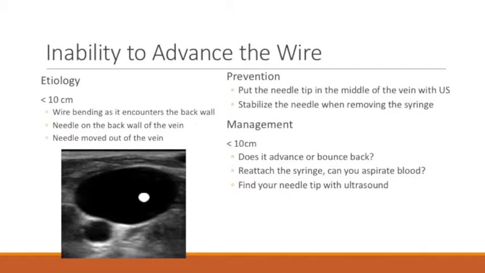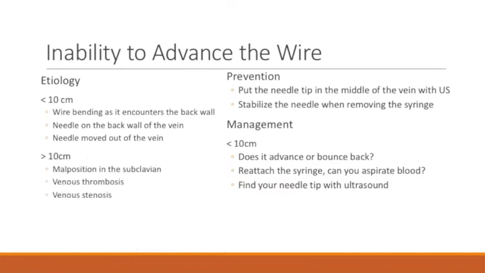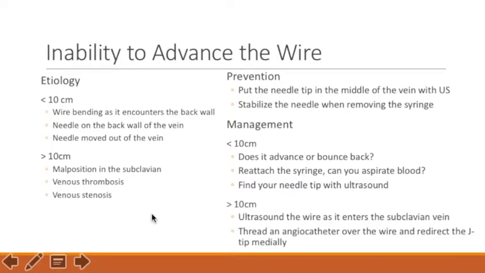We talked about how to manage and troubleshoot if you're getting resistance at less than 10 centimeters. If there's resistance at greater than 10 centimeters, again, your wire is in the vein, and it may be taking the wrong turn down the subclavian, or you may be hitting a DVT or a venous stenosis. So to troubleshoot this scenario, one of the things you can do is actually pick up your ultrasound again and follow the wire down to the clavicle and see if it's taking a wrong turn towards the subclavian or towards the patient's shoulder as opposed to taking the correct turn medially.